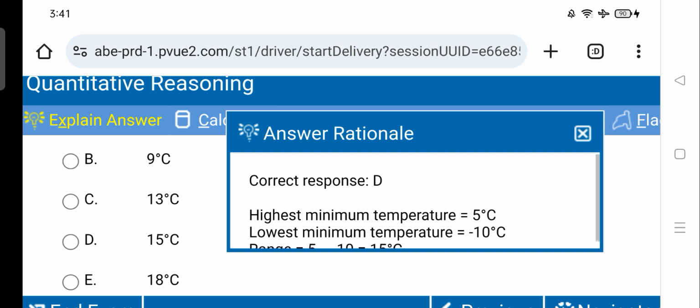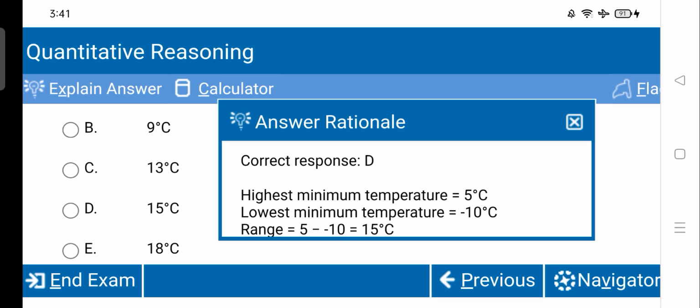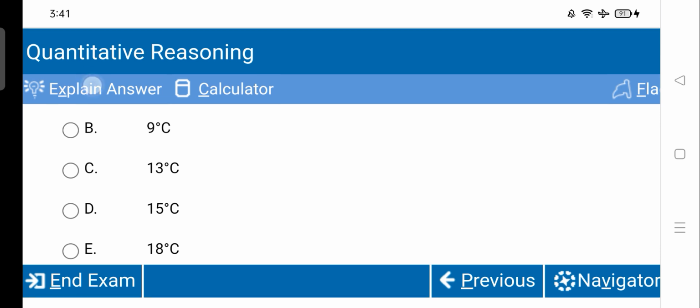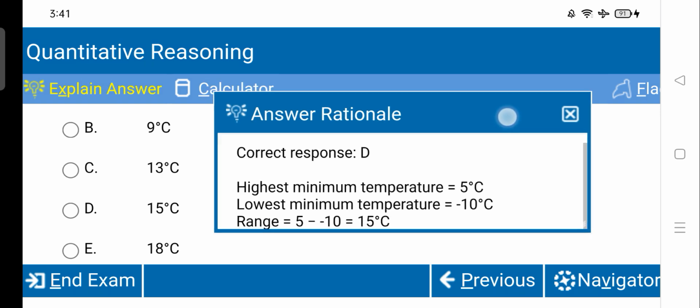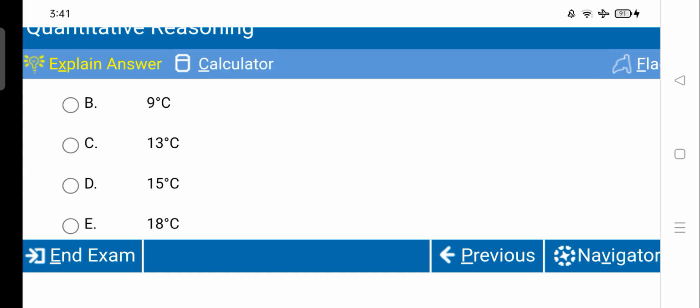Option D is the correct option, 15 degrees centigrade. Highest minimum temperature is 5 degrees centigrade. Lowest minimum temperature equals minus 10 degrees centigrade. So range is 5 minus minus 10 equals 15 degrees centigrade. So that's how we can say the correct option is option D.